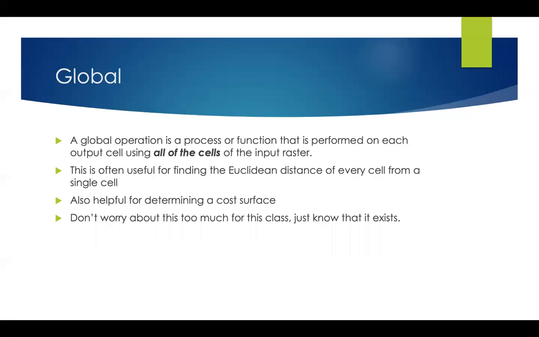Finally, a global operation is a process or function that is performed on each output cell using all of the cells of the input raster. This is often useful for finding the Euclidean distance of every cell from a single cell in a raster. It's also helpful for determining a cost surface. Again, don't worry about this one too much for this class. Just know that it exists.